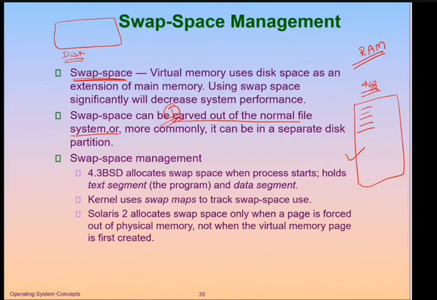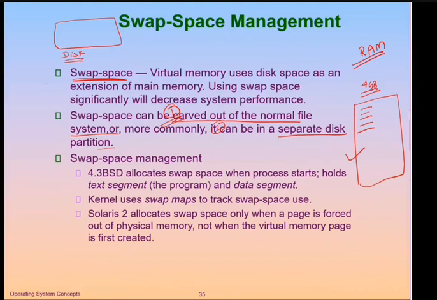The other possible way to have swap space is to make a separate disk partition which is dedicated for swap space. No file system is installed in that particular area. It is dedicated for the swap space. Depending upon the operating system, many operating systems use different types of swap space management.